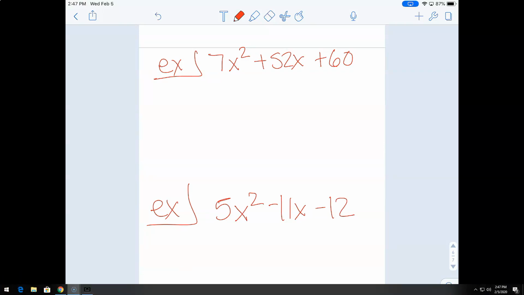The answer to the first question is negative 6 and negative 10 over 7. Okay.